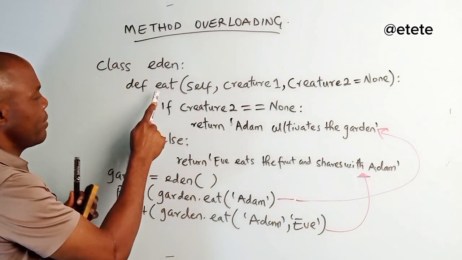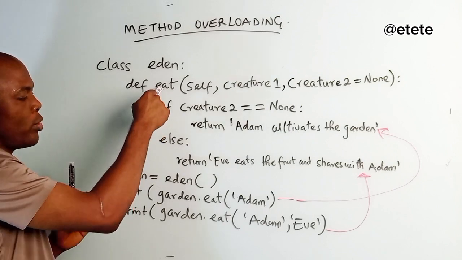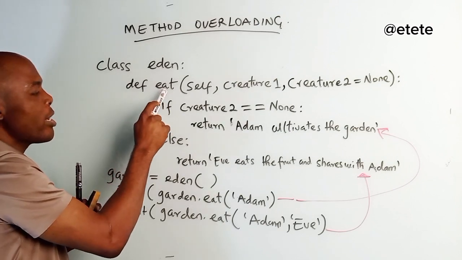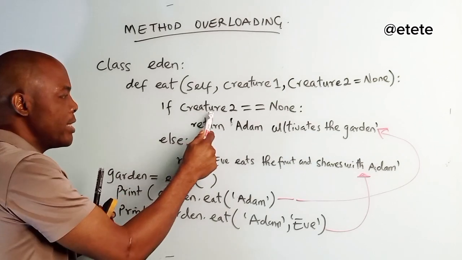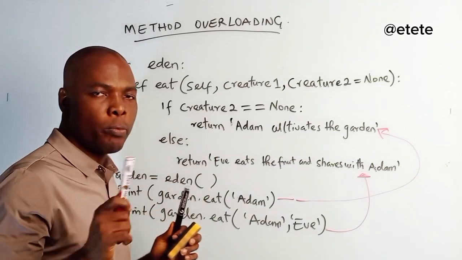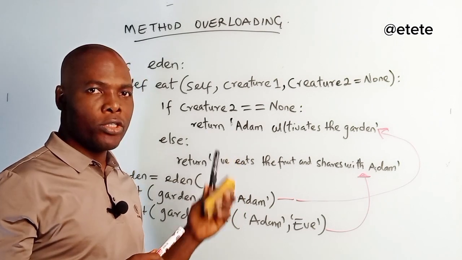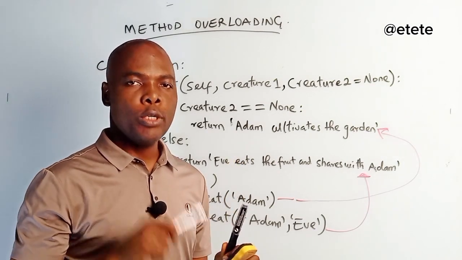So I now have this method going to give me two things, either this or this. So let's go to PyCharm and allow me to demonstrate this for you to see.